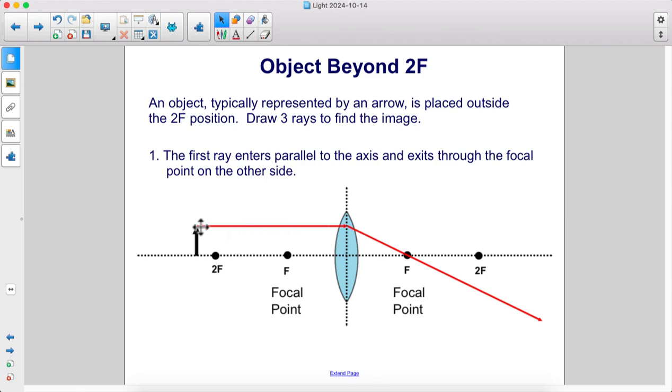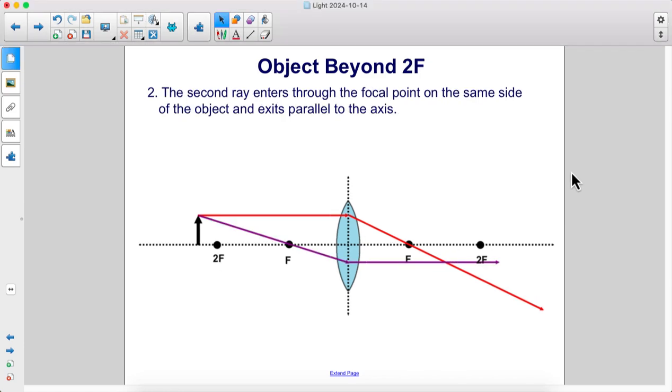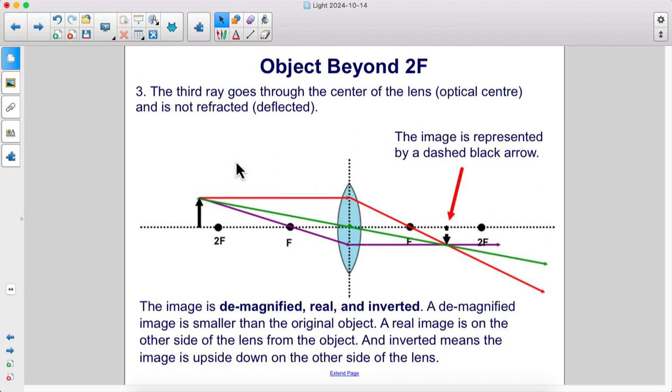The first ray enters parallel to the axis and exits through the focal point on the other side. The second ray enters through the focal point on the same side of the object and exits parallel to the axis. The third ray goes right through the center of the lens, known as the optical center, and it is not refracted, which means it doesn't bend at all, it just goes straight through.